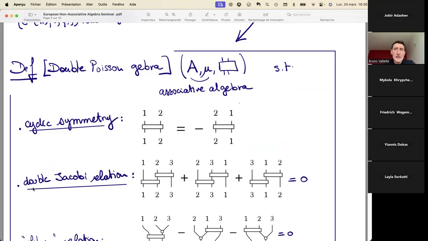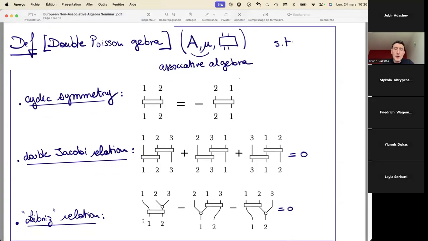What replaces, or generalizes, the Jacobi relation? You have a double Jacobi relation. So you see, if your box here had one output, you would completely recover your Jacobi relation. So it's quite natural. And then what replaces the Leibniz relation?